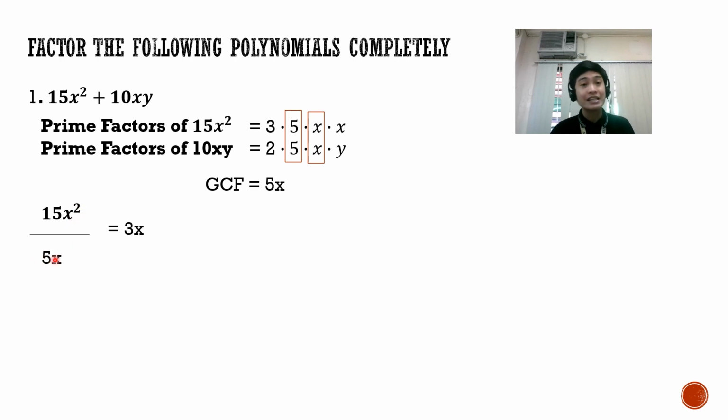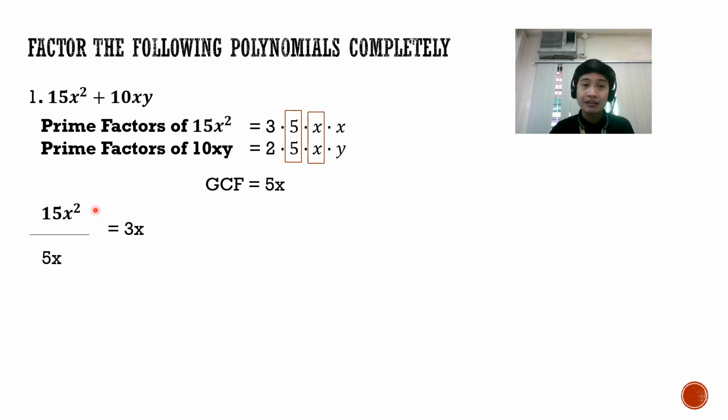The result is 3x. Paano nangyari yon? 15 divided by 5, that is 3. X squared divided by x, we all know in laws of exponent na kapag same ang base, tapos tayo ay nagde-divide, we tend to subtract the exponent. So we have here 2 minus 1, kaya mayroon kang x raised to 1 dito. Or basically, that is 3x.